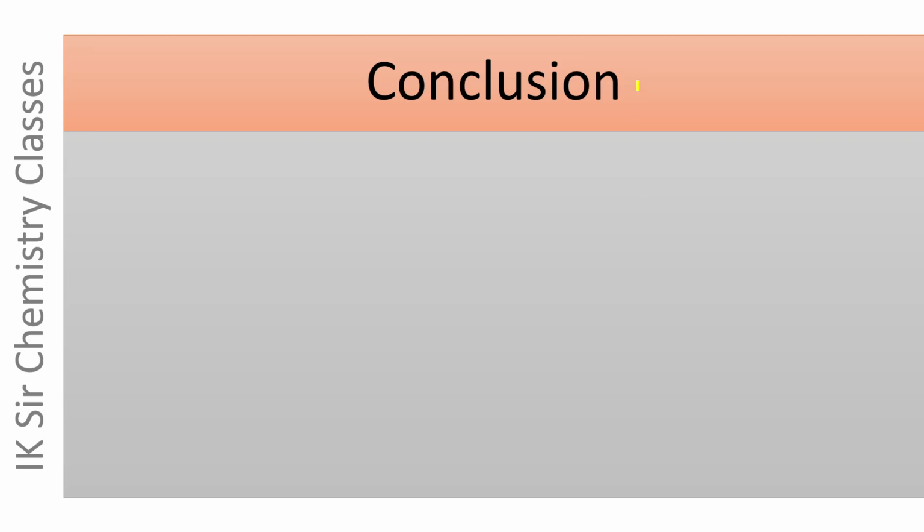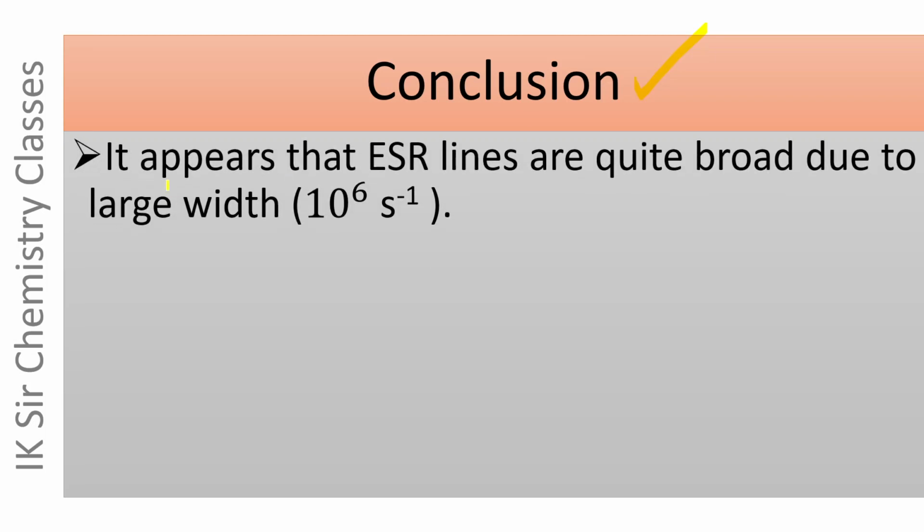Now we can draw some conclusions from the above assignment. It appears that the ESR lines are quite broad due to large line width. The line width has been calculated to be 10 to the power 6 per second. It appears that the ESR lines should be very broad due to this large value of line width.